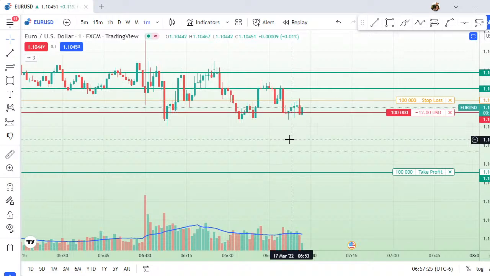After this trade, I think I may stop the live stream. It's taking a lot of time now. If the stop loss gets hit, or if my profit target gets hit, then I'll stop. This will be the last trade.